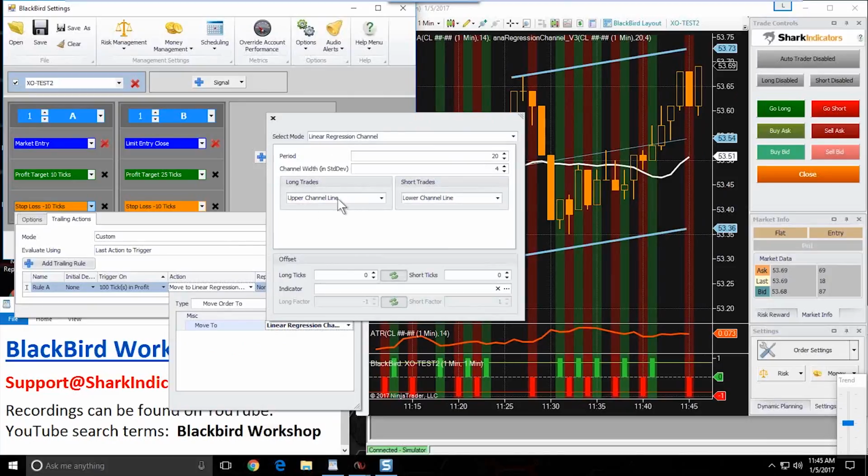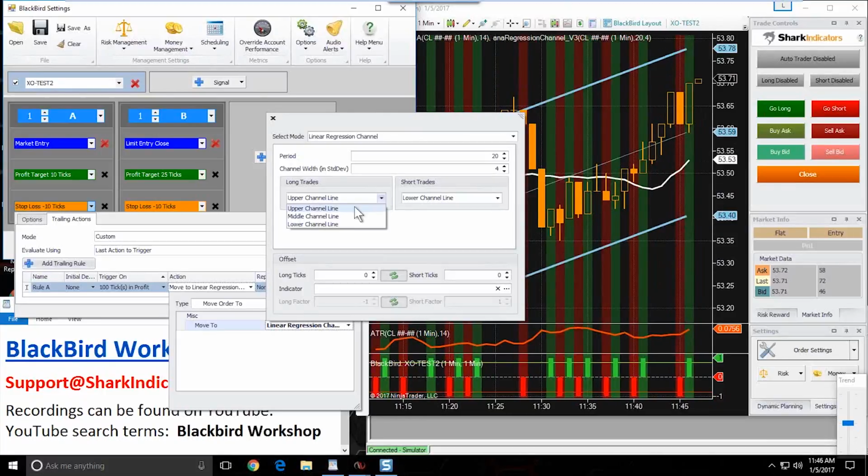Of course, for a long trade, you'll probably want to use the bottom channel to move your stop loss. You probably want to use the lower channel there. And for a short trade, you'd probably want to use the upper channel. So there you go, set to the upper channel. And of course, if you wanted to, you could set a tick offset. You could put a couple of tick offsets on there as well.